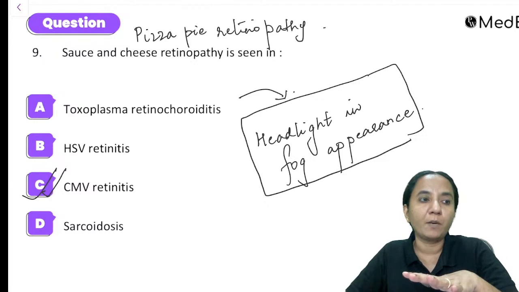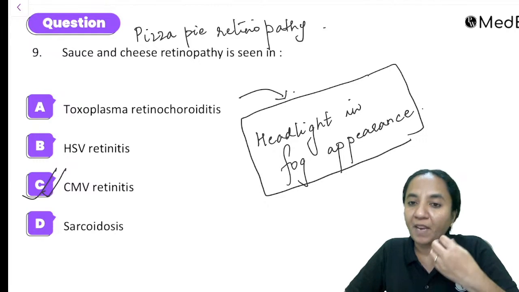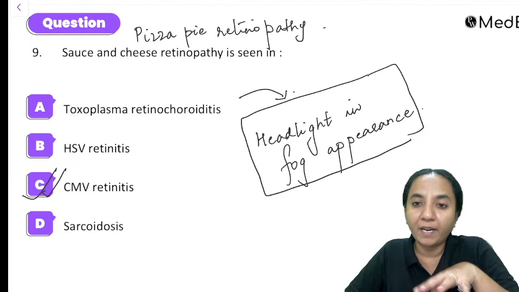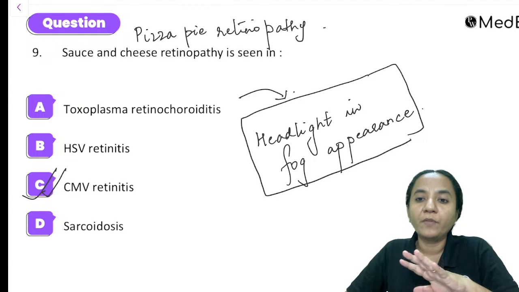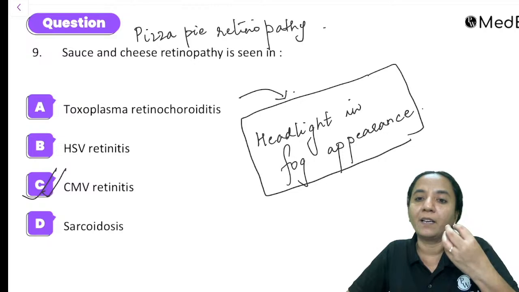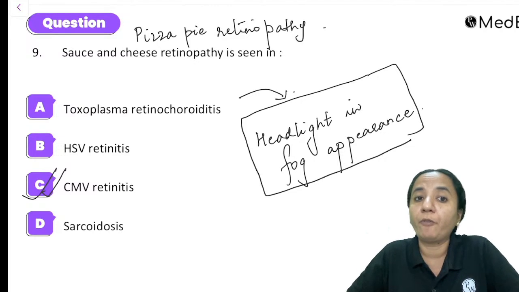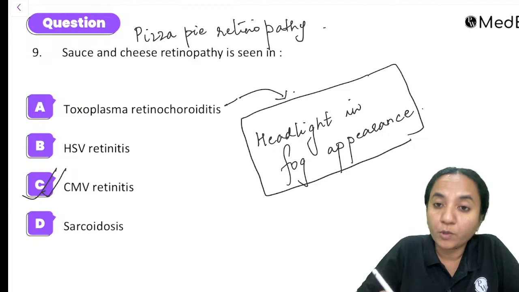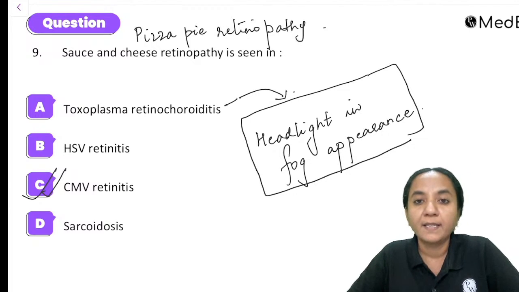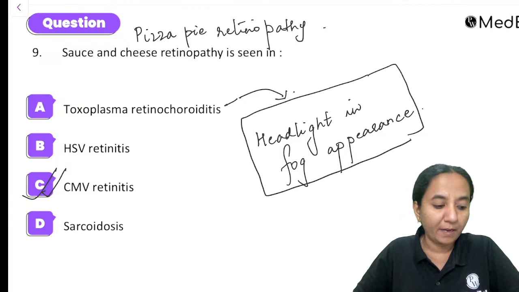So in headlight in fog appearance, what happens is that the retina and the vitreous both are involved. Because of the vitritis, there is haziness, so that looks like the fog, and the area where the retina is involved is bright, so headlight in fog appearance. So please remember this, toxoplasma retinochoroiditis is typically described as headlight in fog appearance. Important MCQ, one-liner.